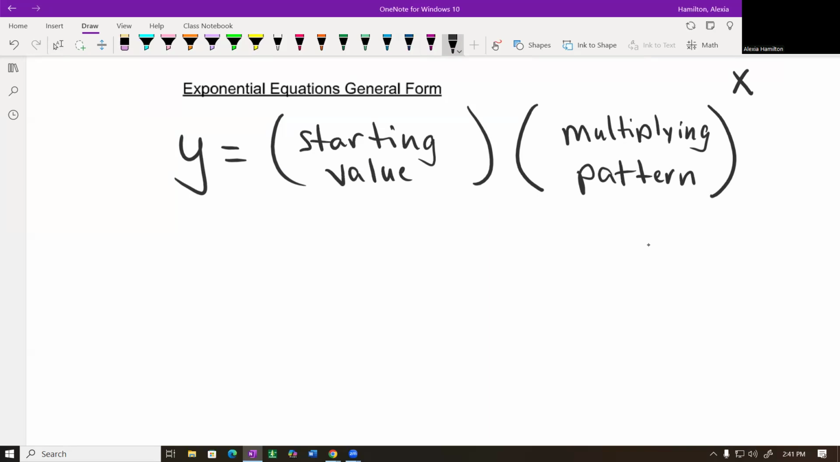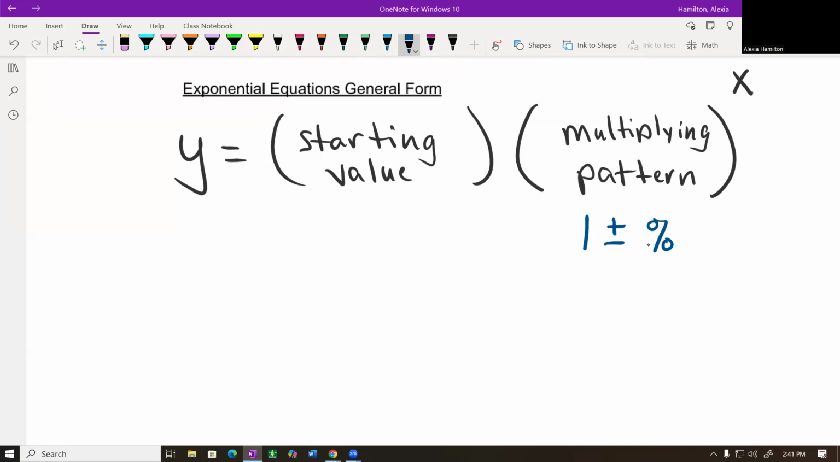So this multiplying pattern, up until this particular lesson, has been given to you, or you've found it off of a table. Today, you're going to be told that things are going to increase or decrease by a certain percent. So your pattern is going to change a little bit. So we can do something like a 1 plus or minus a percent. So how do we know which to use? Are we adding or subtracting?